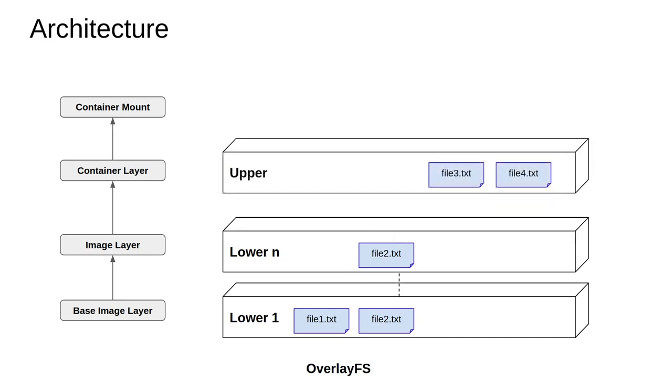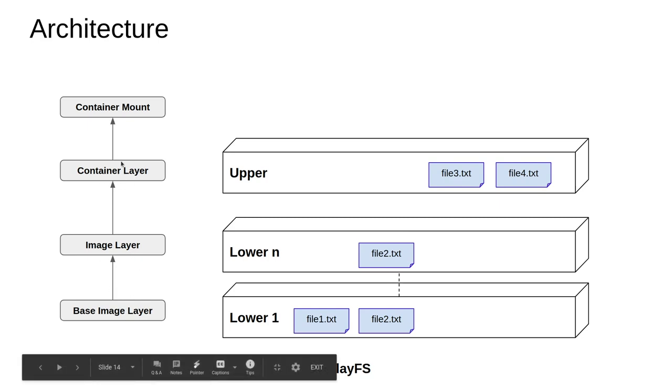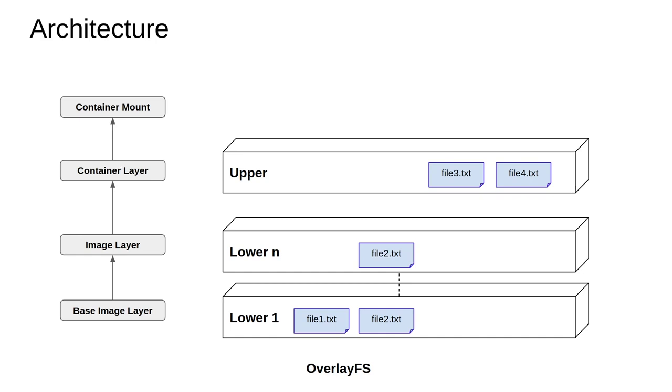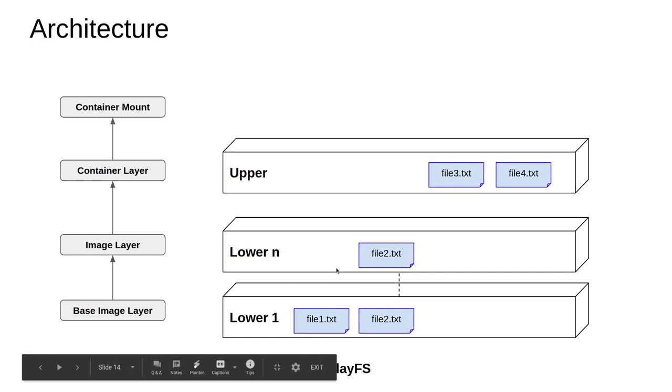Now let's say these are all checked in, and lower one, lower two, lower n have already been checked in, and there's a third user who comes in, and then while running the container, so it's at the container layer, right? So these are all the image layers. This is the container layer. You go ahead and install some applications into the container, and you also create two files, file3.txt and file4.txt, and you check that in. So what happens here is this person who was using this container has his changes going into this upper directory or upper layer, whereas the lower ones remain read-only. So you don't tamper with the original image at all.